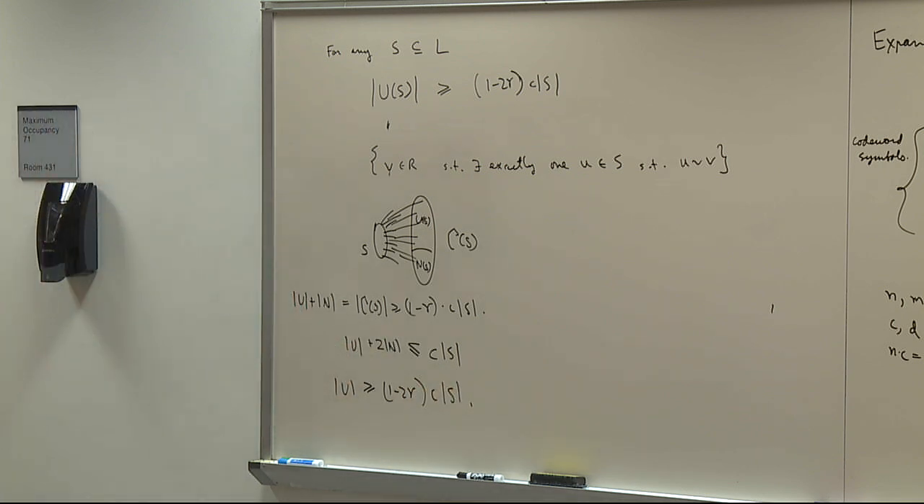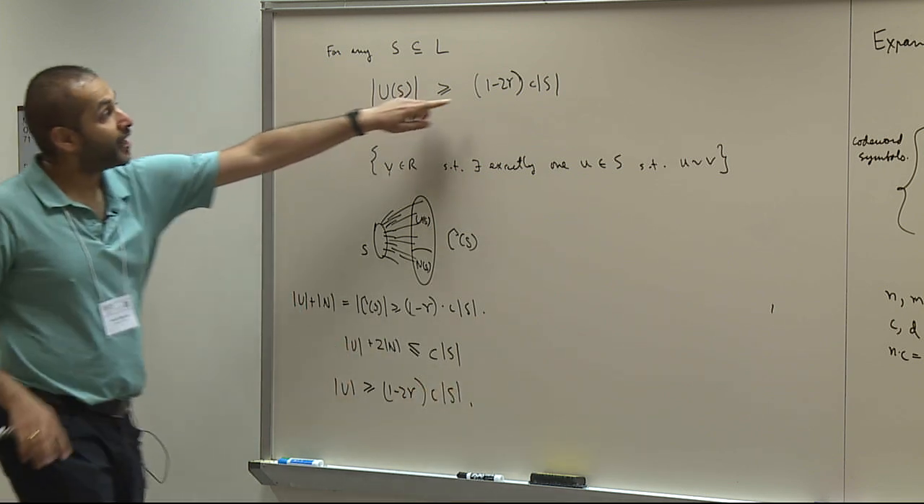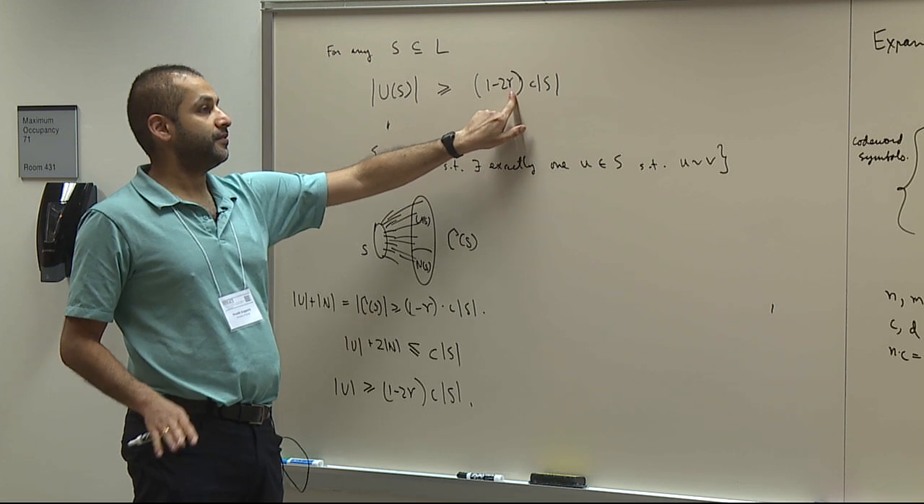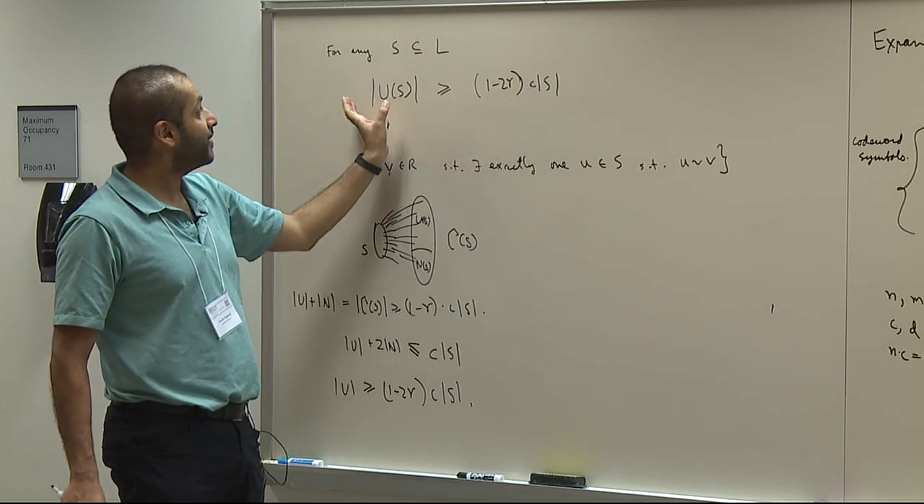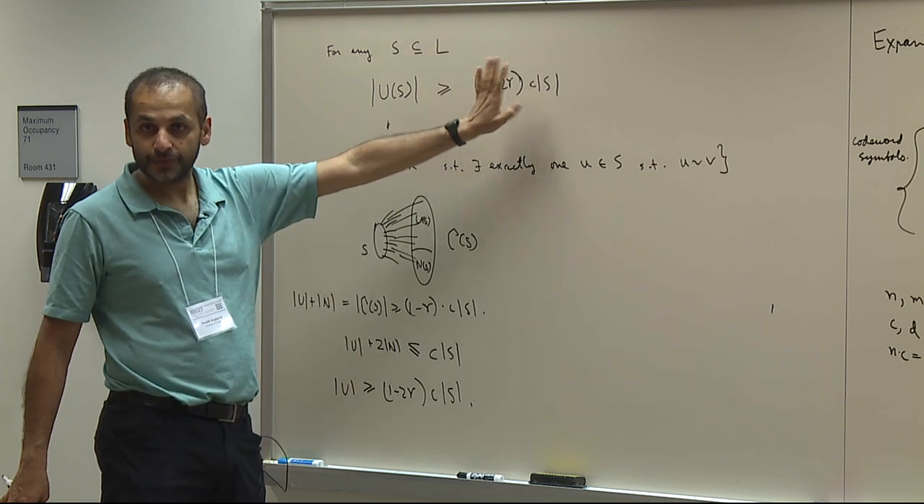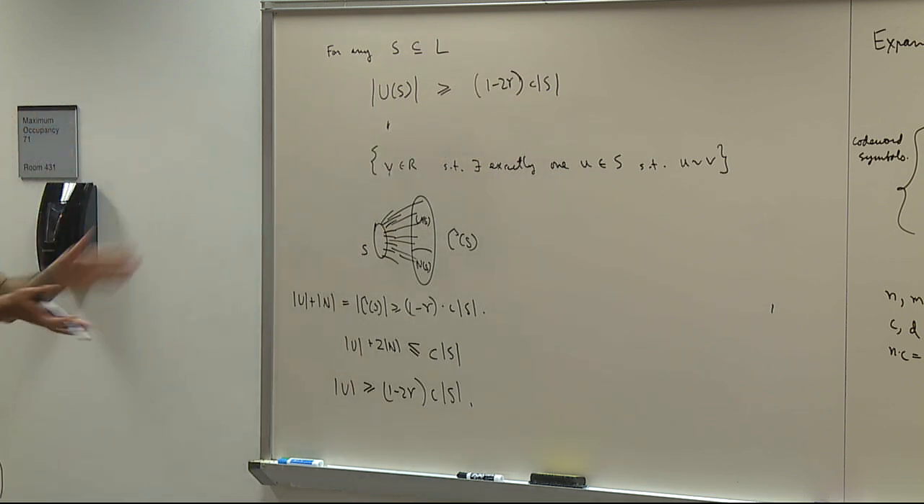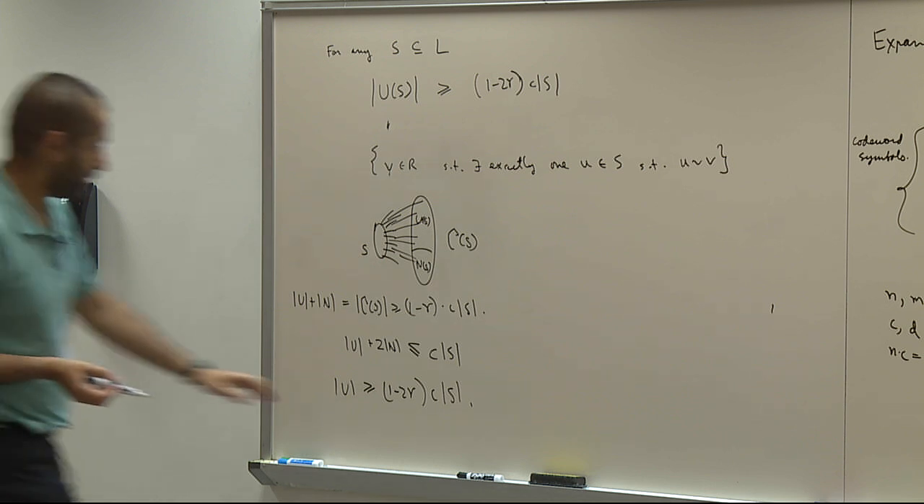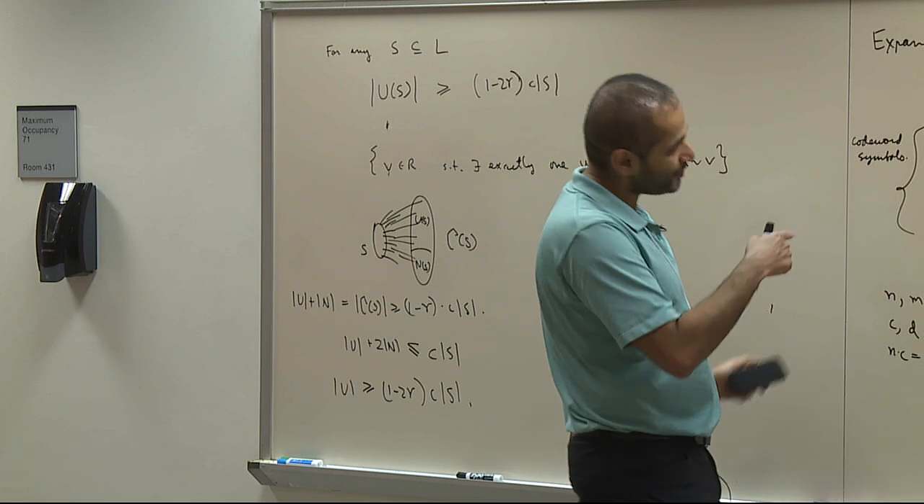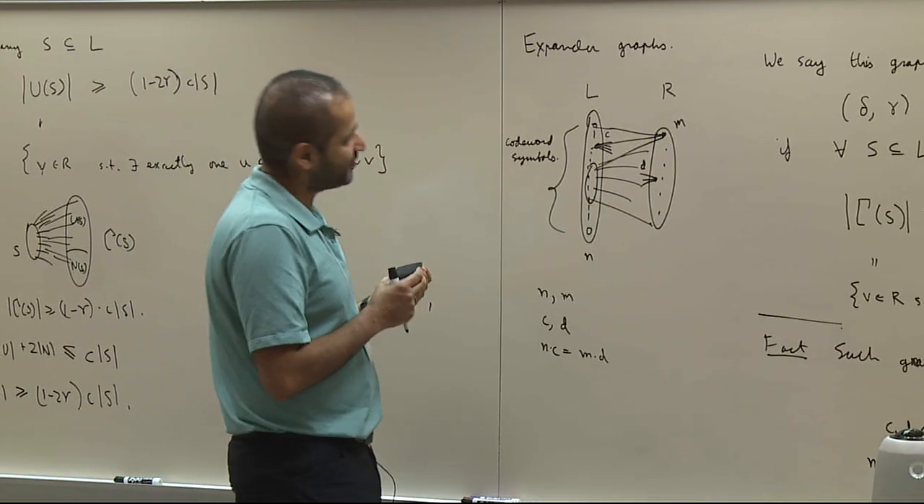Good. So if gamma is really small, not just half, but say 0.1 or 0.01, then every set has many unique neighbors too. And this makes sense. I mean, you're expanding by almost the degree factor, so everything basically has to be. Okay. So now we'll see the decoding algorithm.